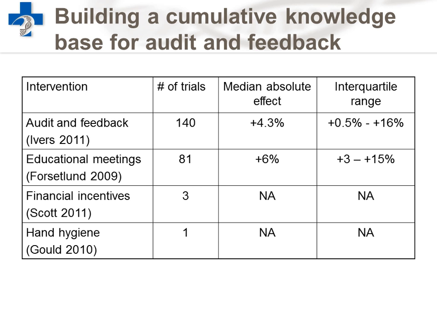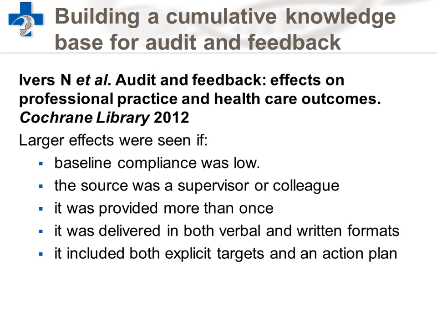So let's apply this to the idea that you have to do audit and feedback research differently. 140 trials, interquartile range of 1 to 60%. Got some information from indirect comparisons about what makes audit and feedback more or less effective.